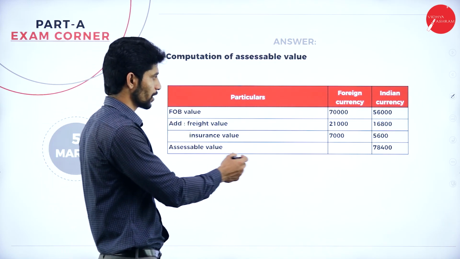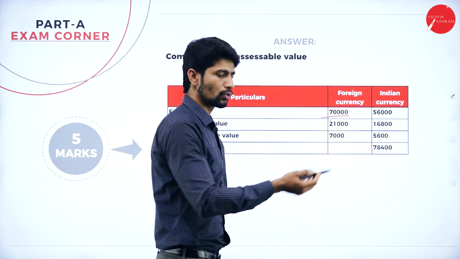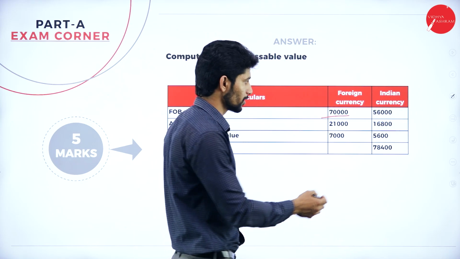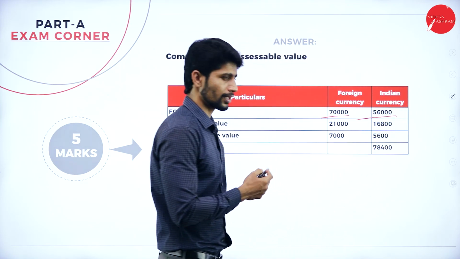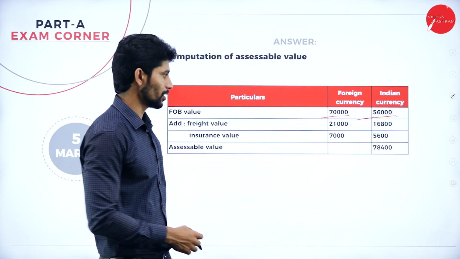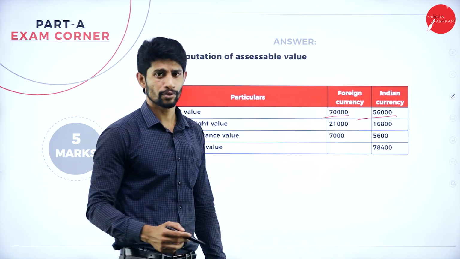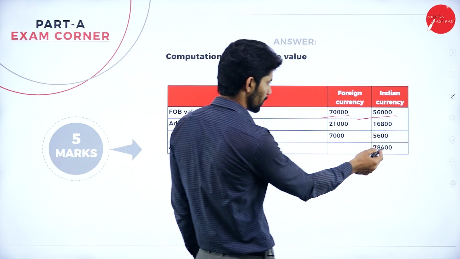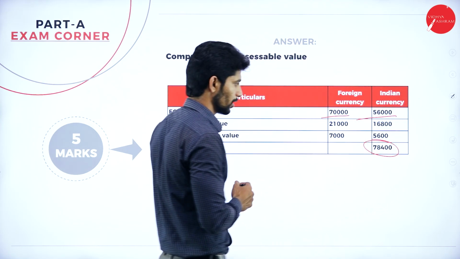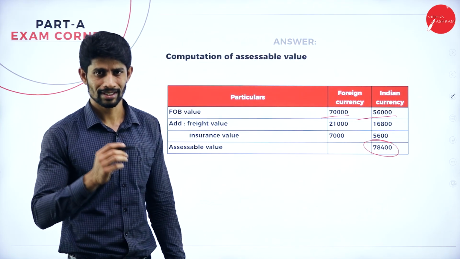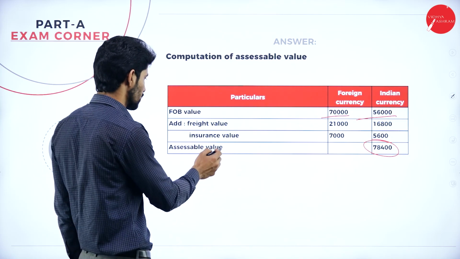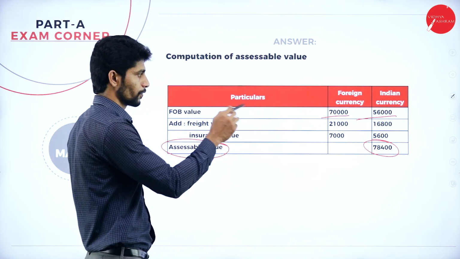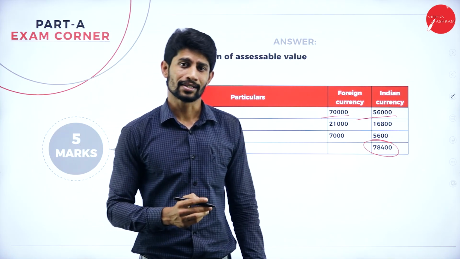So FOB value is given as 70,000 yen into 80 paisa per yen. You will get 56,000 rupees. For that, add transportation and insurance, which are given, so directly we are taking those values. Totally you will get 78,400. So this 78,400 is called what? Assessable value. So if you do this much, you will get 5 marks.